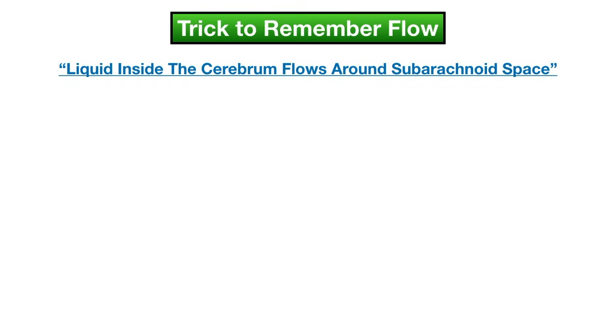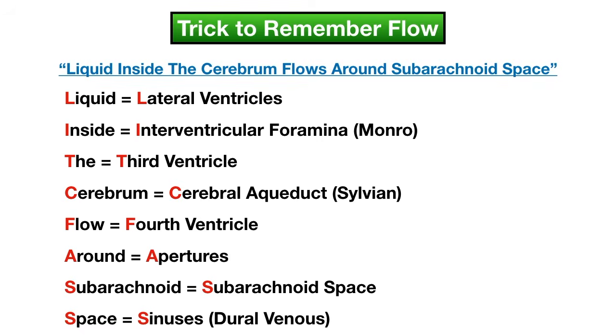Let's wrap this up with a simple mnemonic that will help you remember all the structures of the ventricular system, as well as the order in which the CSF circulates through those structures. The mnemonic to remember here is liquid inside the cerebrum flows around subarachnoid space. This will help you remember that the CSF travels from the lateral ventricles through the interventricular foramina into the third ventricle, through the cerebral aqueduct into the fourth ventricle. It leaves the fourth ventricle through the apertures and enters the subarachnoid space, and ultimately gets drained into the sinuses.